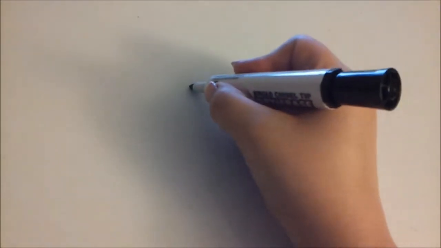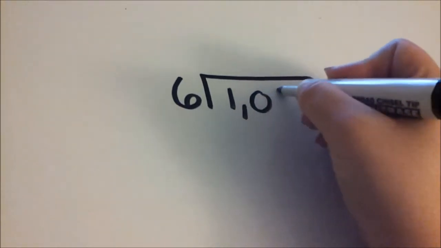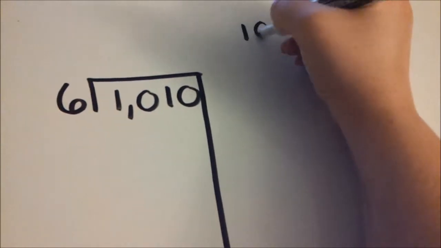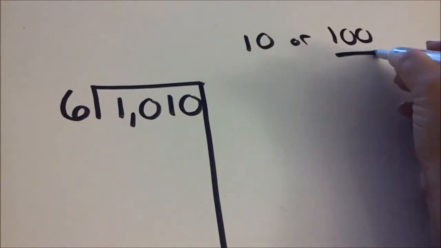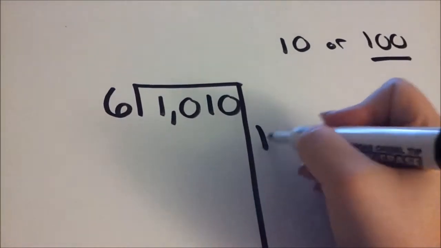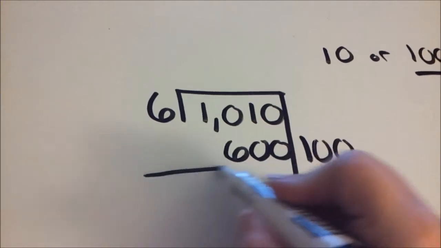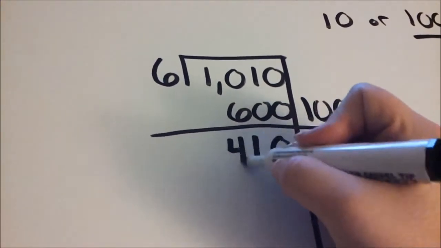Let's use the partial quotients method to solve our first problem. 6 divided into 1,010. Go ahead and draw your line down the side. Now let's ask ourselves, are we going to use 10 or 100? Let's go ahead and use 100 because we know 100 times 6 is 600. Go ahead and subtract. That's going to give us 410.